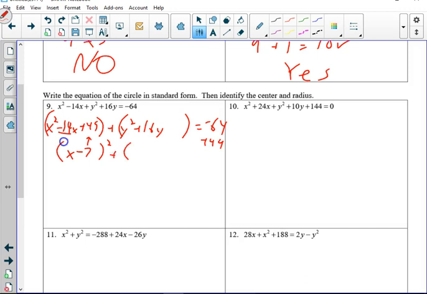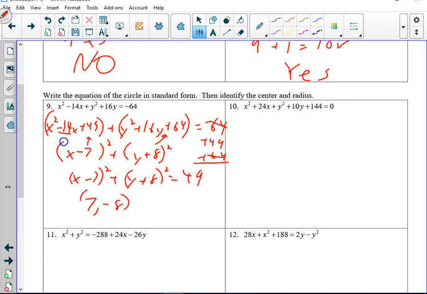Plus y plus 8 squared. Square it. Plus 64. Plus 64. Notice that when you add all these together, the 64s cancel out. So what you're left with is x minus 7 squared plus y plus 8 squared equals 49. So my circle center is at 7, negative 8, and the radius is 7.